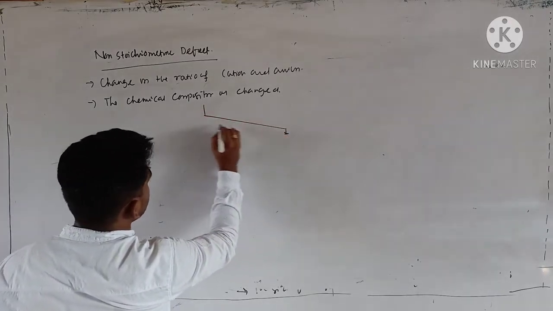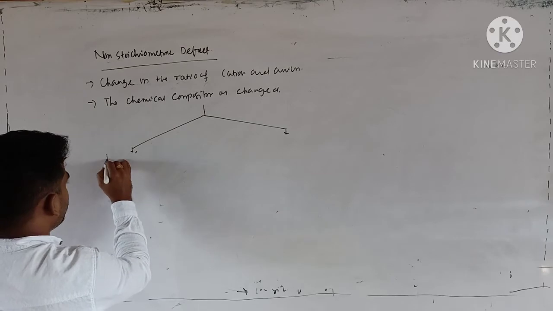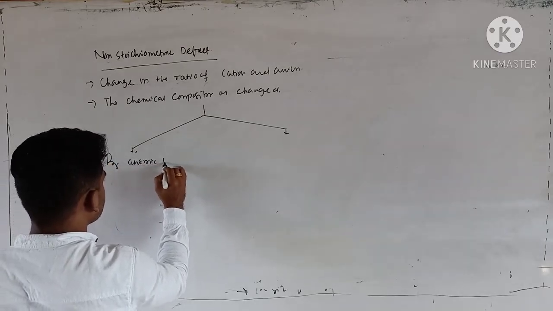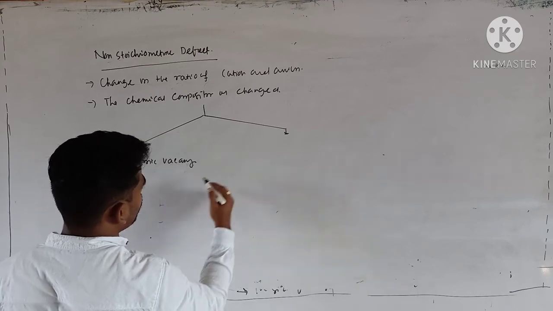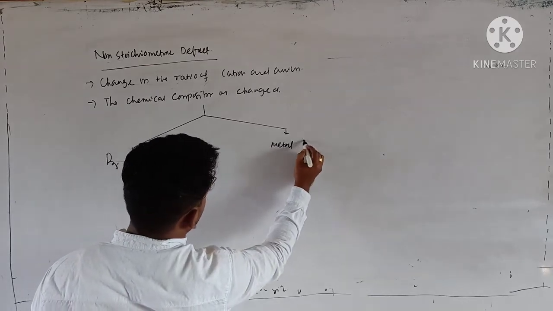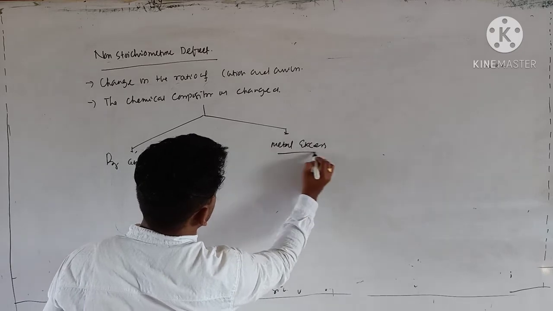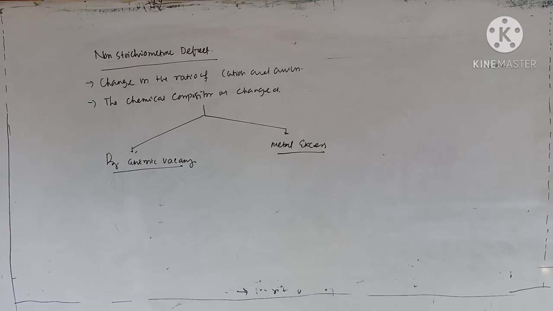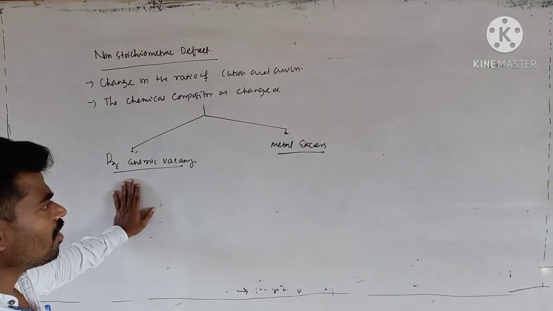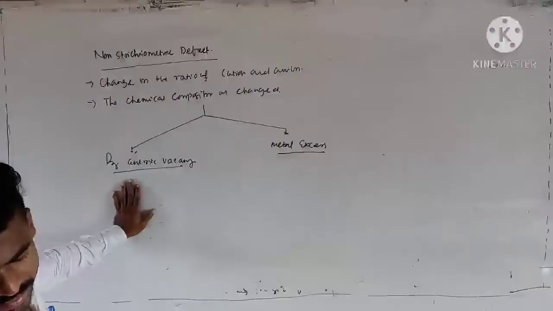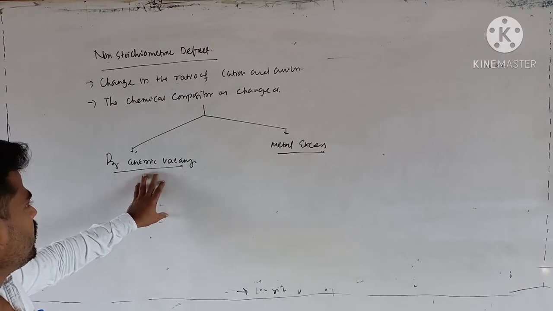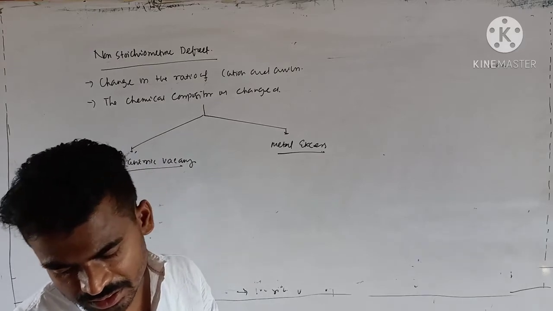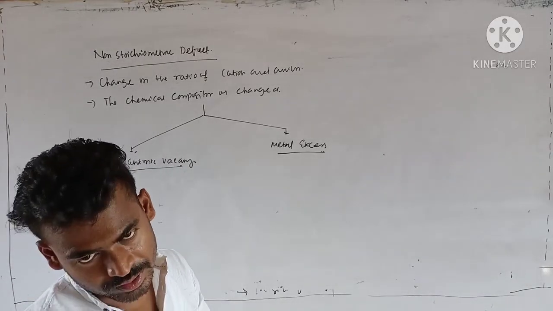One is by making anionic vacancy, or you can say by metal excess. Non-stoichiometric defect can be carried out by making anionic vacancy, or by increasing the metal. That is your non-stoichiometric defect.